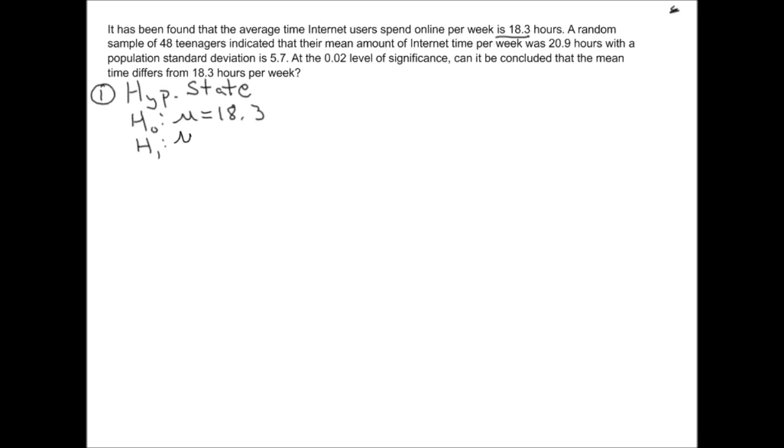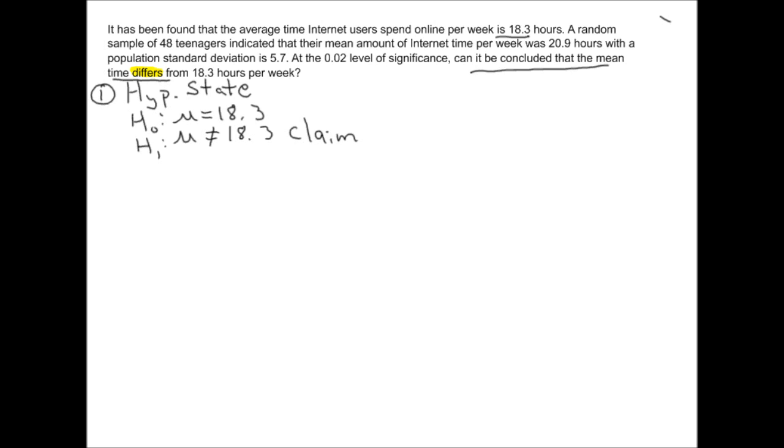The alternative, can it be concluded that the time differs from? Differs means not the same. It's not less than necessarily or necessarily greater than. So that would be mu does not equal 18.3. And as far as the claim, it says, can it be concluded that the mean differs? That's what we're testing. So that means that's the claim.